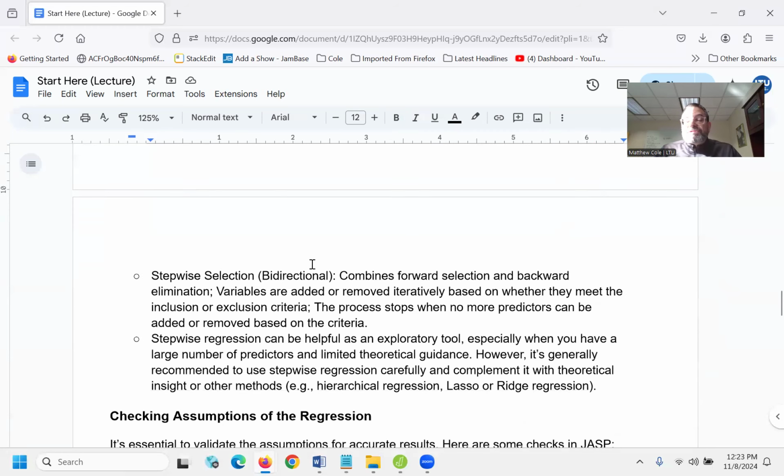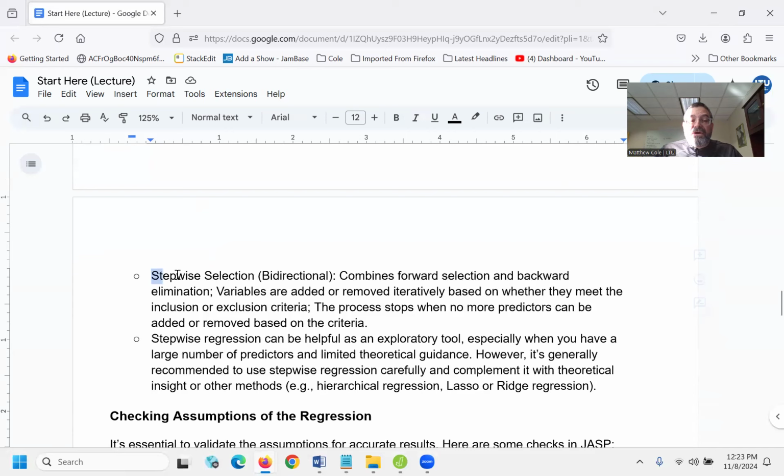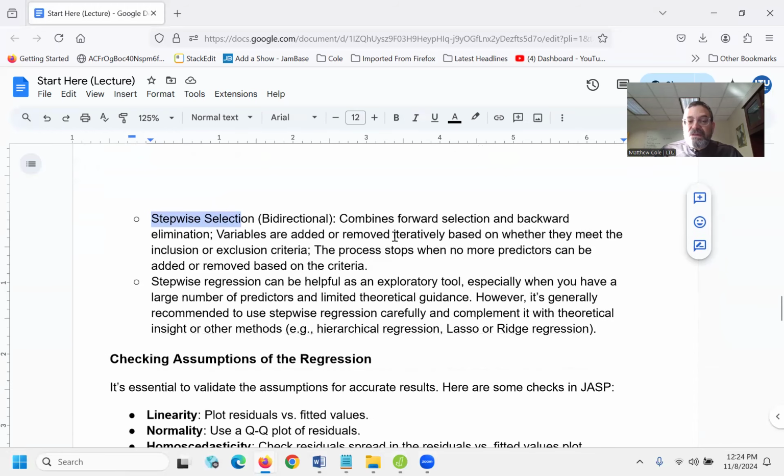There are different strategies or techniques in stepwise regression, and we're going to use the technique called stepwise selection, which is a bidirectional technique. It's combining both adding variables from the beginning and also working from the bottom to the top, sort of backwards. And variables are added or removed iteratively.